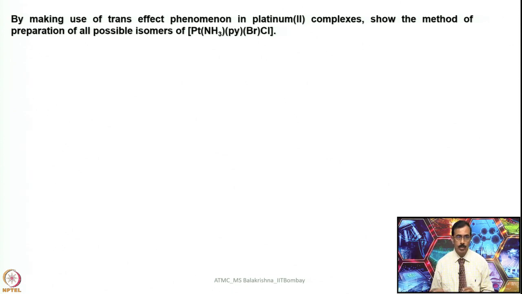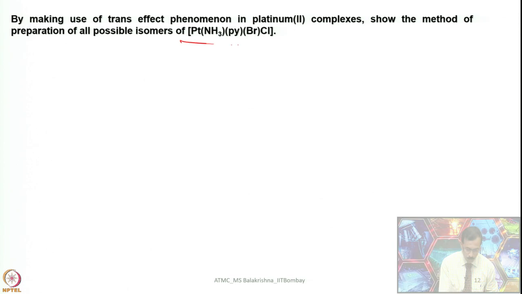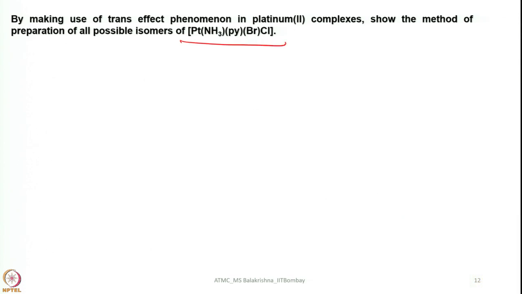So, now let us look into the preparation of all possible isomers of this compound. In this case, we have ammonia, pyridine, bromide and one chloride. That means 2 anionic ligands are there and 2 neutral ligands are there: one is ammonia, one is pyridine. So, let us see how we can make them. Let us start with the trichloroammine platinum anionic complex to begin with.